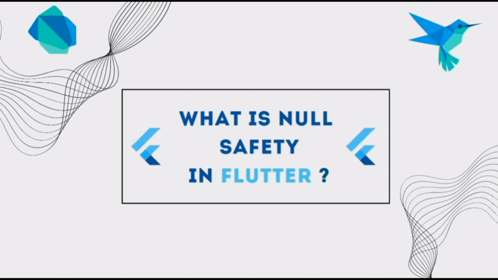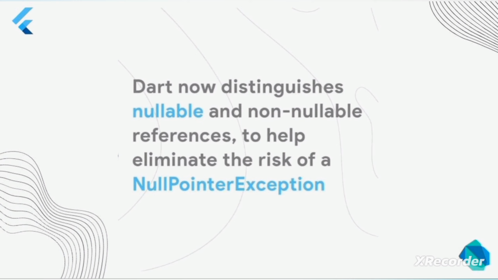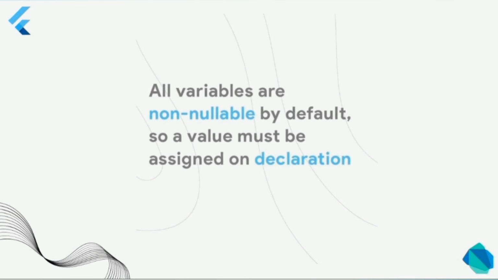Today in this video I will discuss what is null safety in Flutter. Dart now distinguishes nullable and non-nullable references to help eliminate the risk of a null pointer exception. All variables are non-nullable by default, so a value must be assigned on declaration.